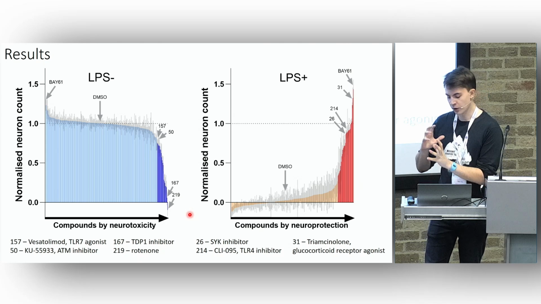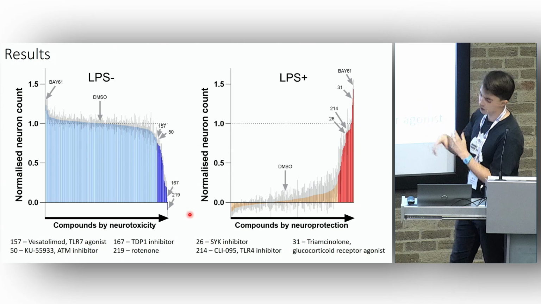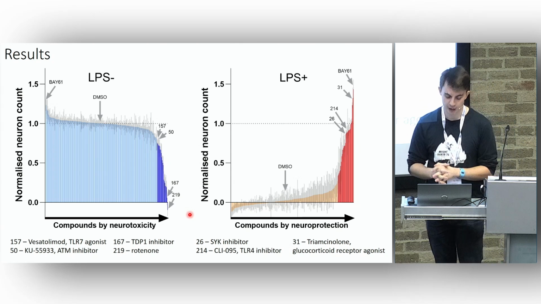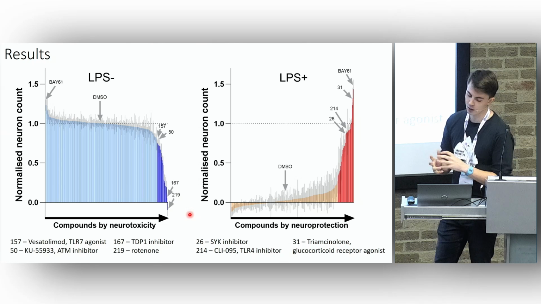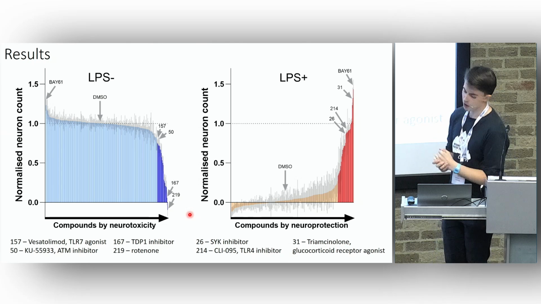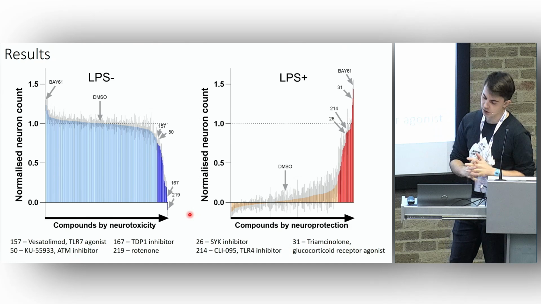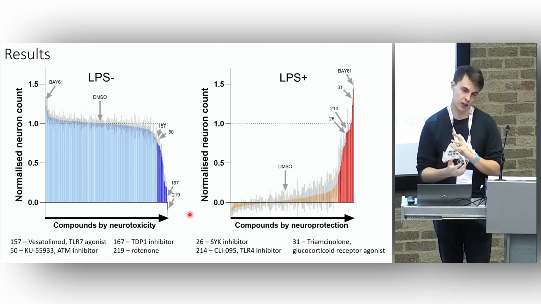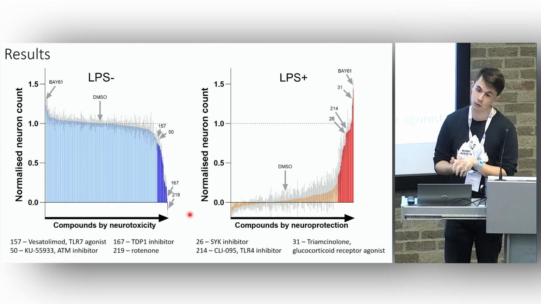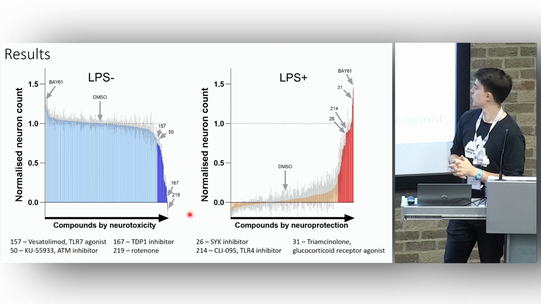Moving on to the key output of the study, obviously in the presence of LPS, looking for hits that are protective, we actually found a surprising number of hits purely based on statistical significance. So again, I've highlighted a few. We've got another SYK inhibitor, which is nice, and compound 214, annotated there, is a very well-known TLR4 inhibitor, which is good because LPS directly activates TLR4, so it's nice to see that.